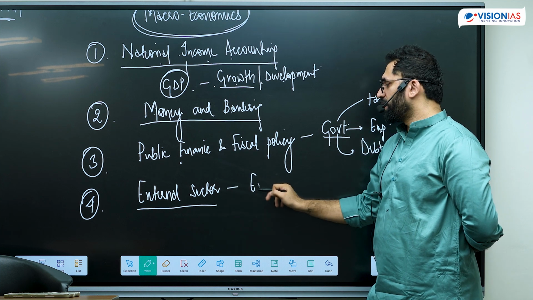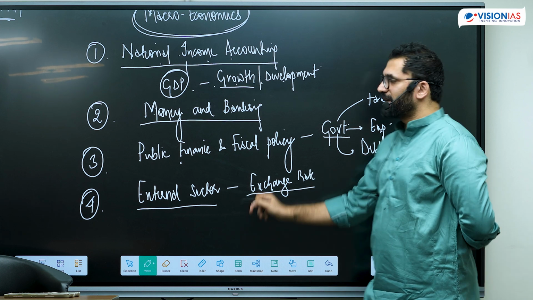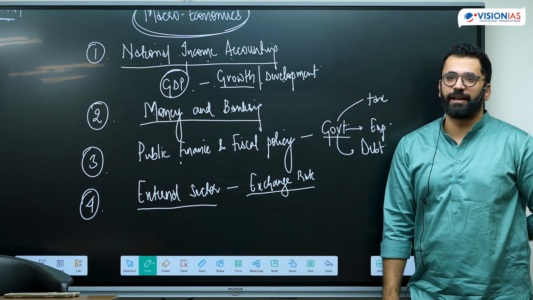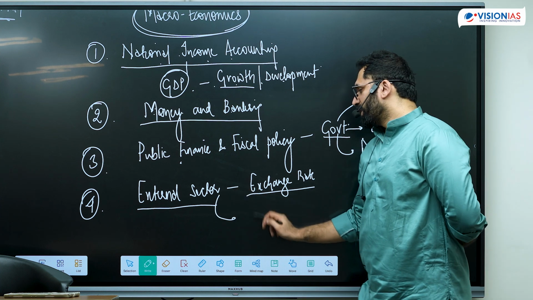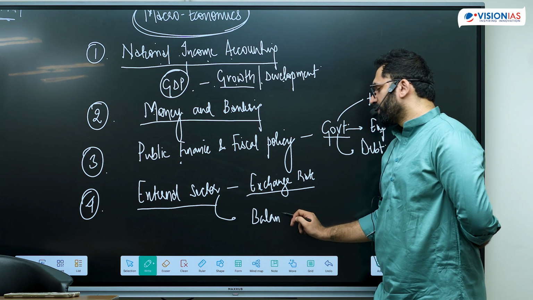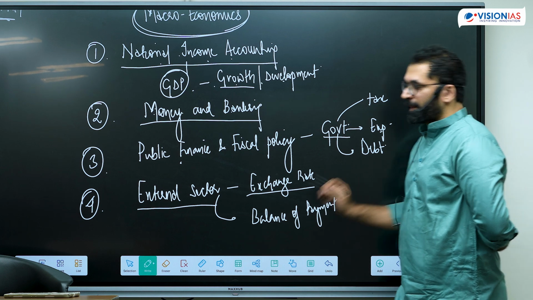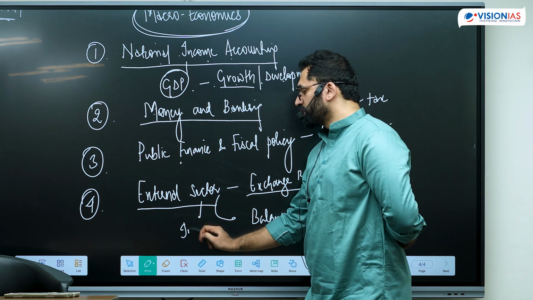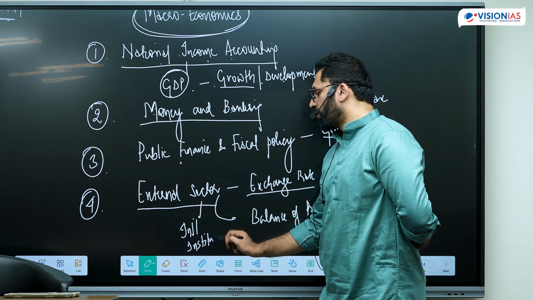Here we study the concept of what is exchange rate. Why is rupee value with respect to dollar 85, 70, 75? How do we calculate that? How exactly do we maintain accounts with the rest of the world? That is called as balance of payment. Any interaction with international institutions, what they are doing, World Bank, IMF, WTO, all of these things.